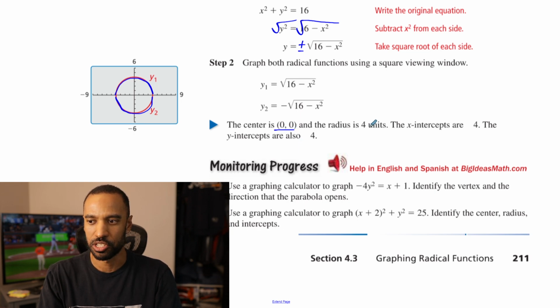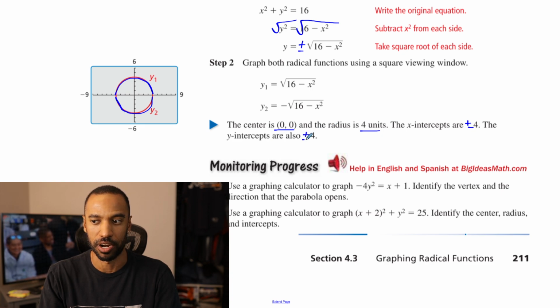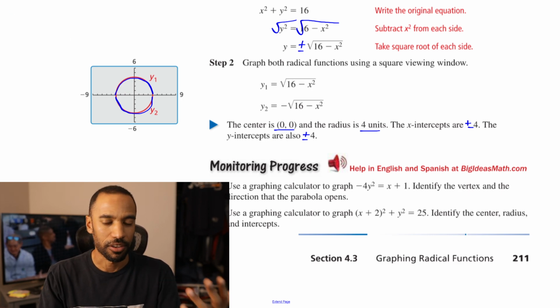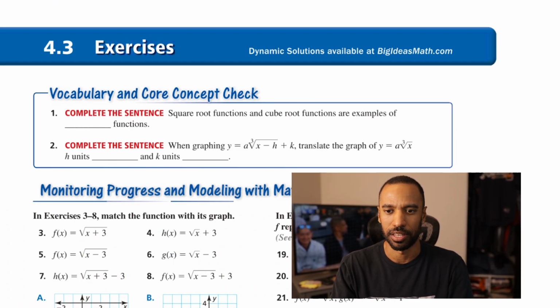Again, like I said, center 0, 0, radius is 4. Maybe that's something you remember before. Here are your x-intercepts, here are your y-intercepts. Once again, circles are not a function, so you have to make two different equations out of it. So if they say use a graphing calculator, okay, we'll use the graphing calculator, that's fine.